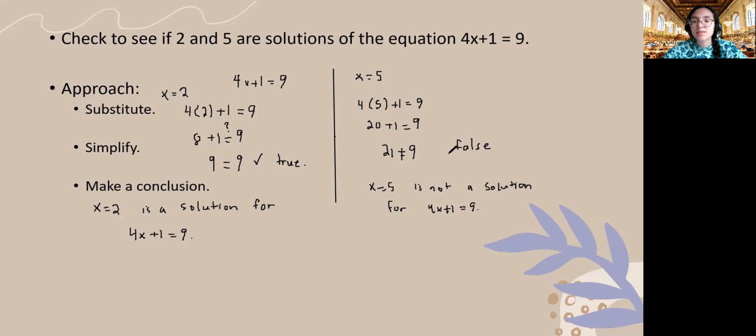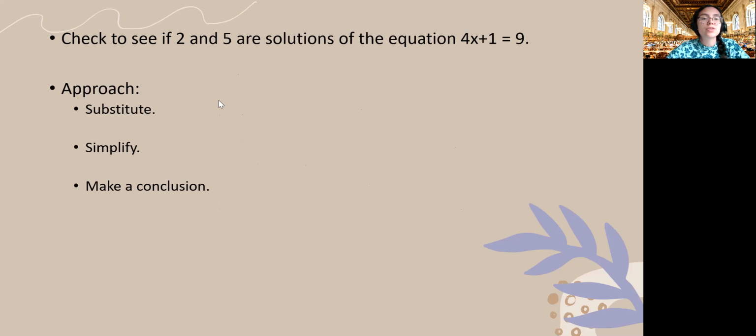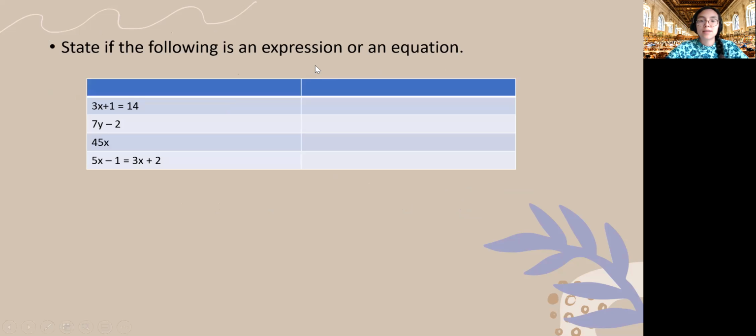So we said that this was false and that x is equal to 5 is not a solution for 4x plus 1 is equal to 9. So hopefully that made sense. And we're going to move on to the next example.